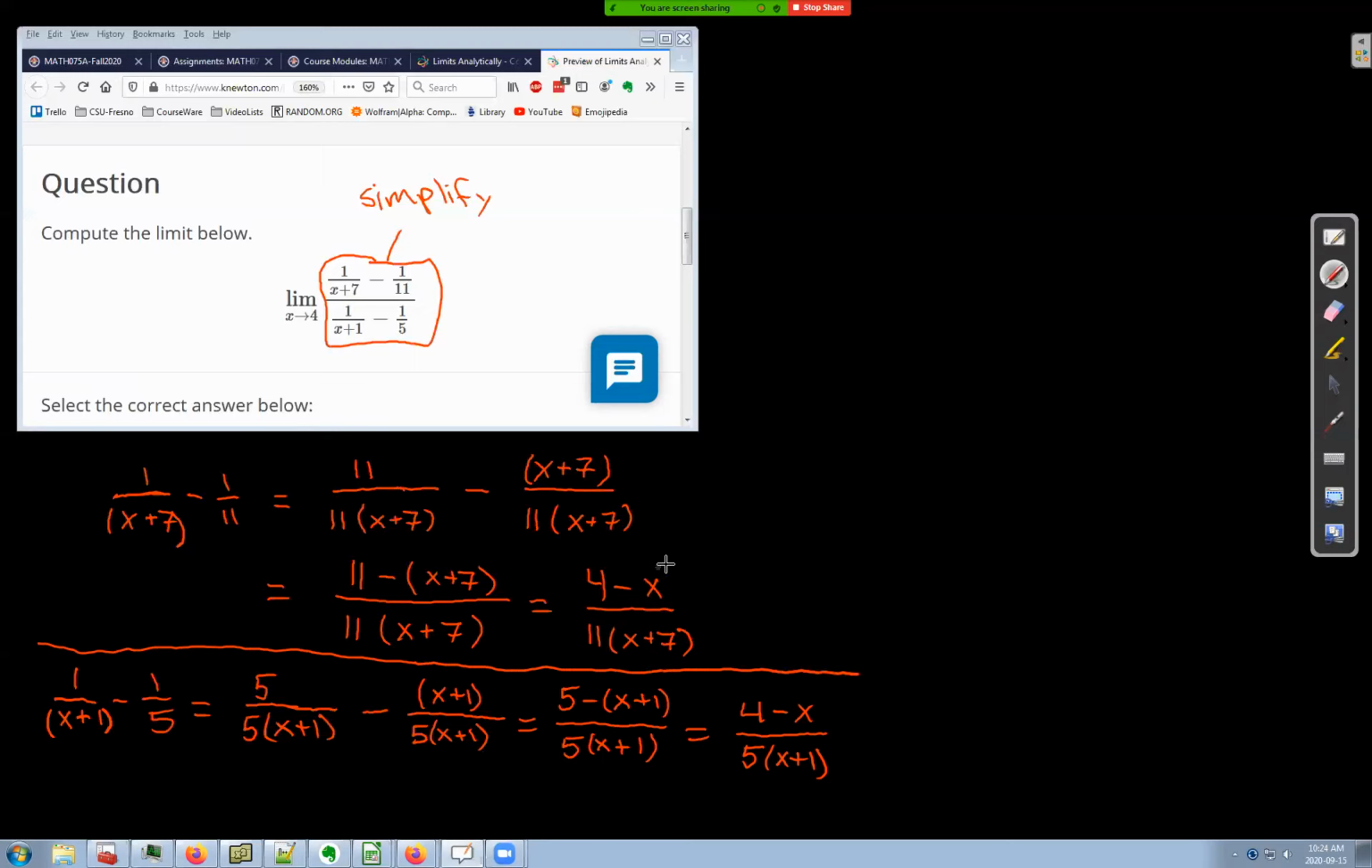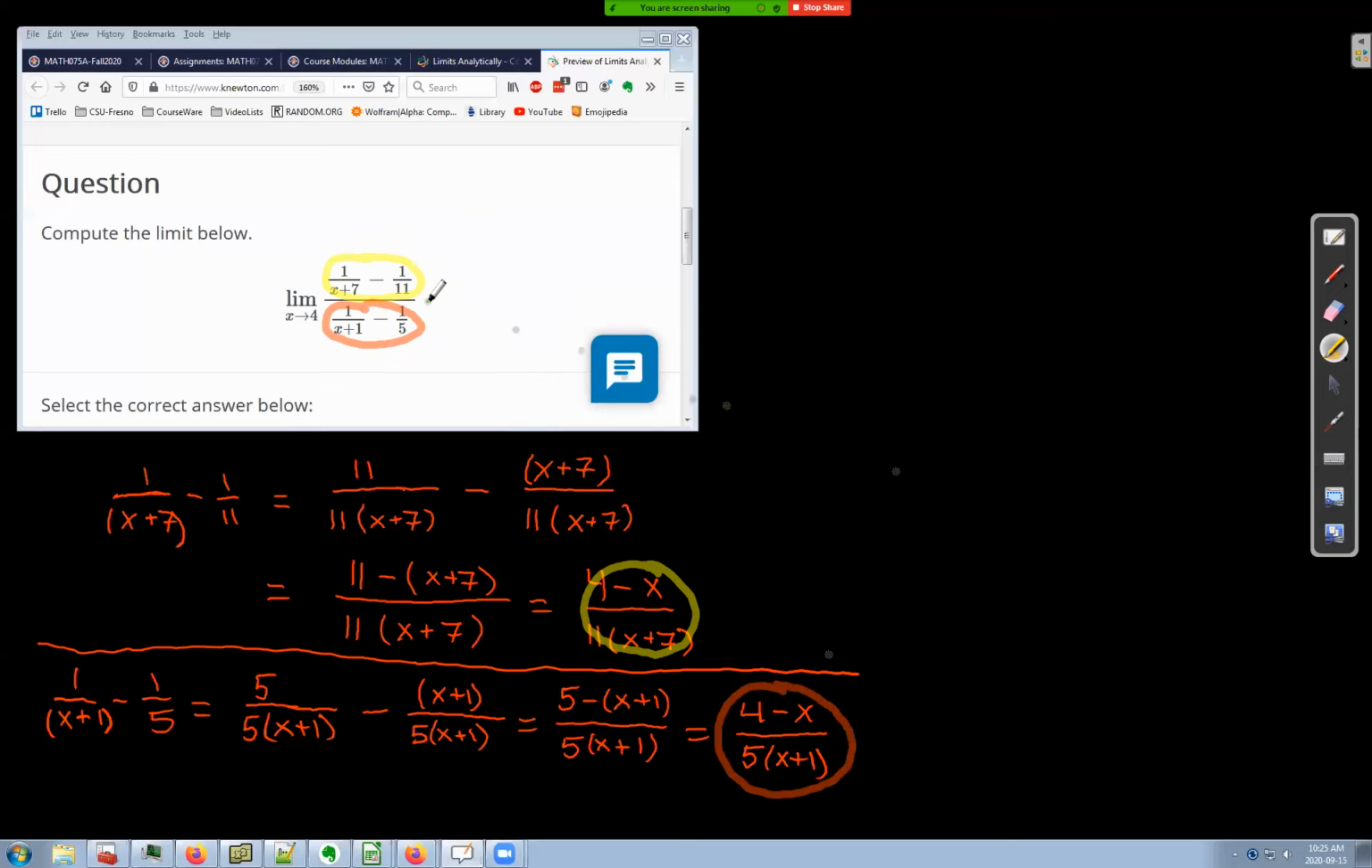Here's our numerator expression. Maybe I will use colors. Let me get rid of some of this stuff. I'll use my highlighter here. So this numerator is the same as this. And this denominator is the same as this.